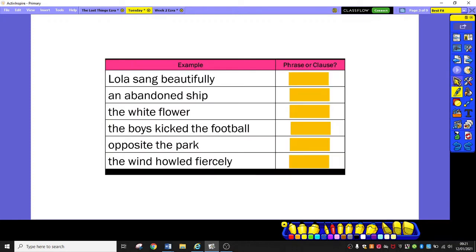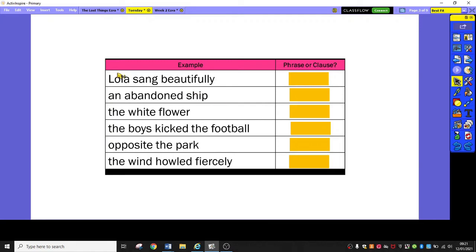So phrases and clauses and the difference are really important. You cannot join phrases together to make sentences. There has to be a verb in there in order for the sentence to be a sentence and for it to make sense. So again, I'd like you just to pause the clip now and have a little think. Are these, on the left hand side, phrases, so just a collection of words without a verb, or are they clauses?